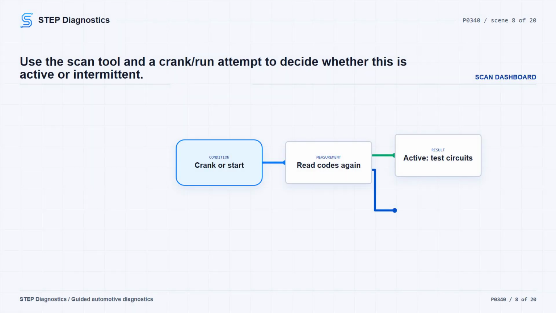With the ignition on, read and record the current codes and the captured operating conditions. Then start the engine, or crank it for at least 10 seconds, and read the codes again. If P0340 is active or pending at that point, move into the electrical circuit checks. If it is not active or pending, treat it like an intermittent loss of signal and go after connections, mounting, and the sensor-to-target relationship first.